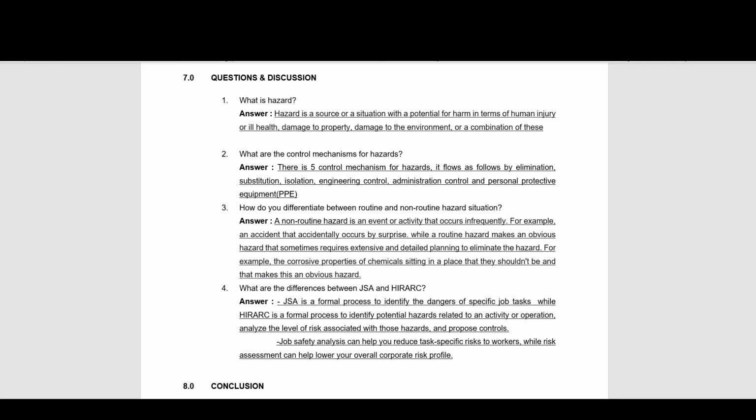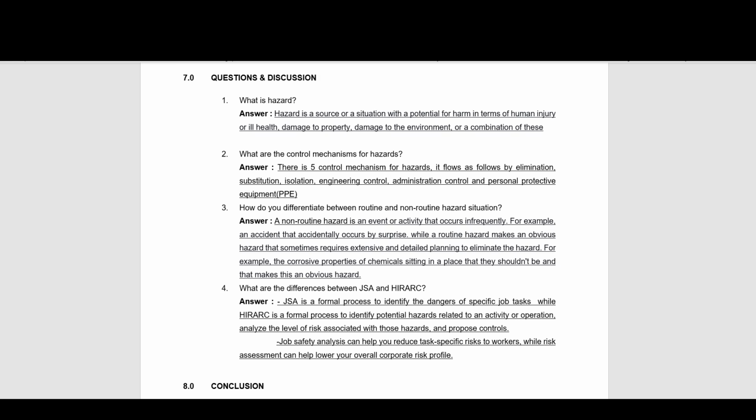For question and discussion number 3, the question asks how do you differentiate between routine and non-routine hazard situations? So the answer is a non-routine hazard is an event or activity that occurs infrequently, for example, an accident that occurs by surprise, while a routine hazard is an obvious hazard that sometimes requires extensive and detailed planning to eliminate. For example, the corrosive properties of chemicals sitting in a place that they should not be, and that makes this an obvious hazard.